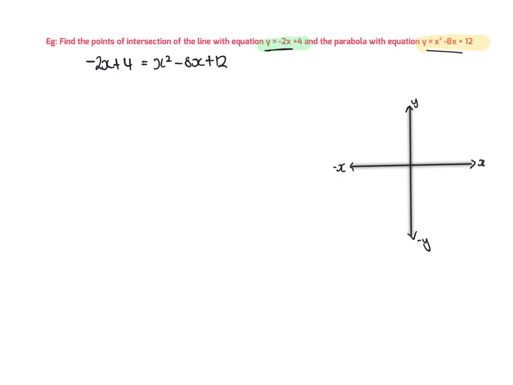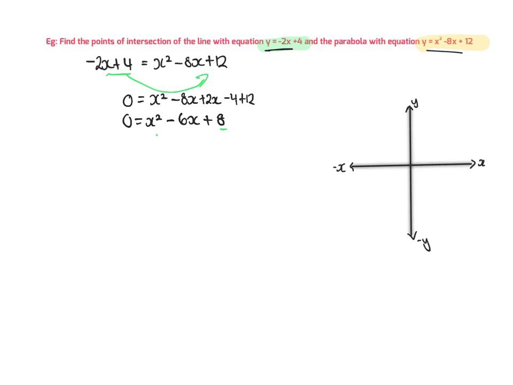First I'm going to move these over the equal sign, so I will have 0, because I'm going to move both of them. I've got x squared, I didn't move that, minus 8x. The negative 2x becomes a plus 2x. The plus 4 becomes minus 4, plus 12. If I tidy that up, I've got x squared minus 6x plus 8 equals 0. So this is a quadratic equation.